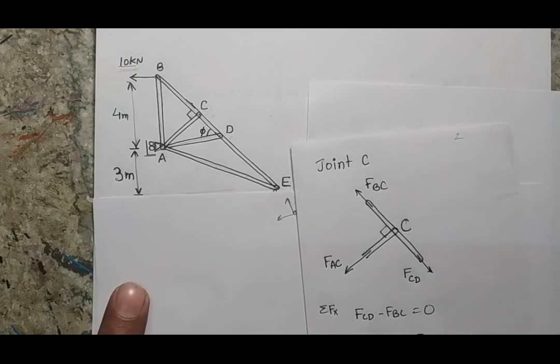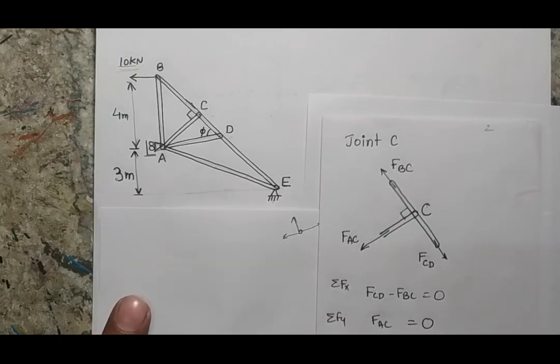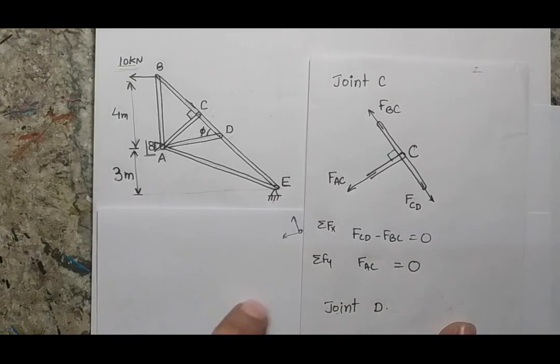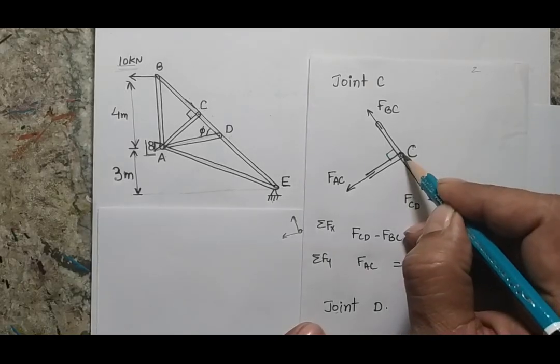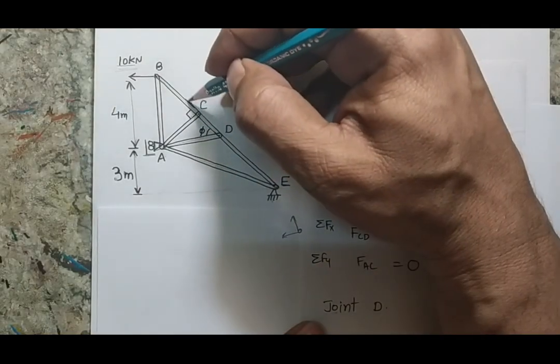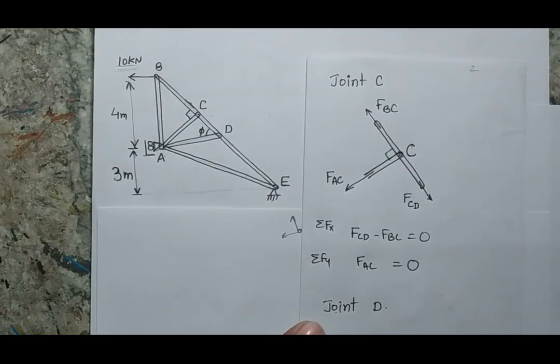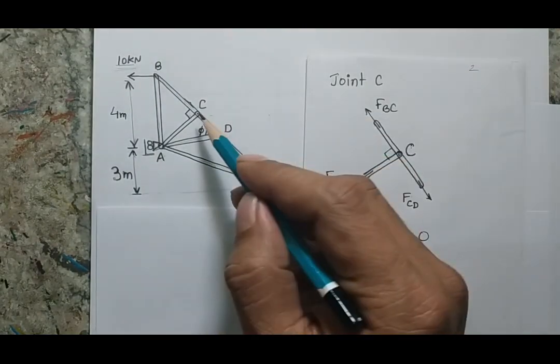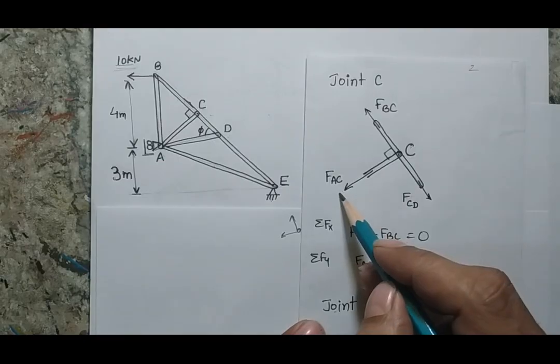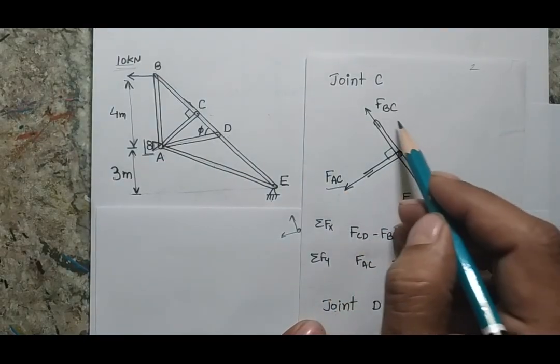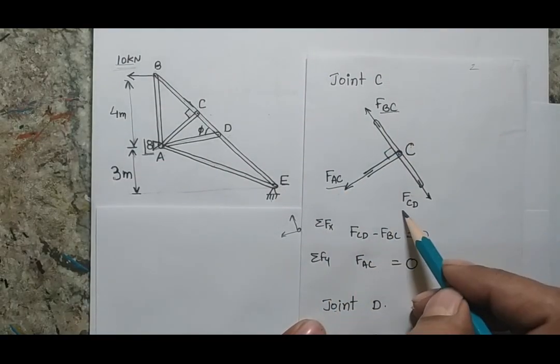Here I am showing the free body diagram of joint C. You can see that this is my member C. There will be a force along direction CB, another force along CD, and a third force along CA. So I am showing three forces: FCA, FBC and FCD.